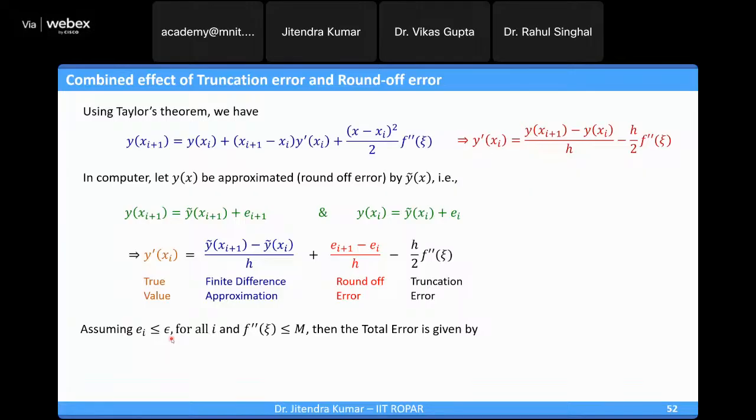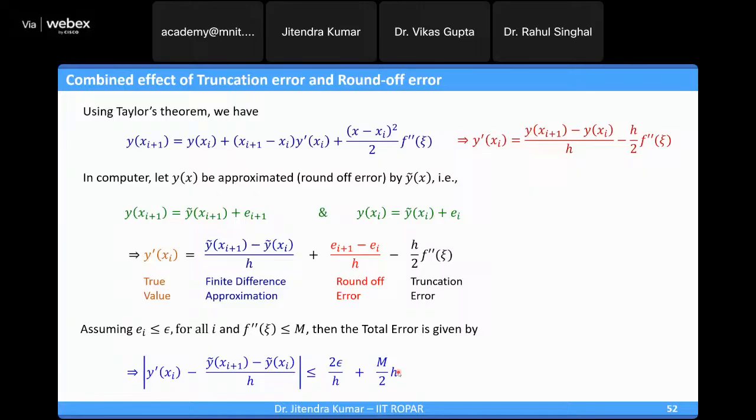Epsilon may be very small. Yes, usually it is very, very small for all i. And for the truncation error, if I say this double derivative is bounded by M, I can easily bound this. So the total error is given by 2 epsilon by h, which comes because of the round off error, and M h by 2, which comes because of the truncation error. So my total error here is bounded by 2 epsilon by h plus some constant times h.